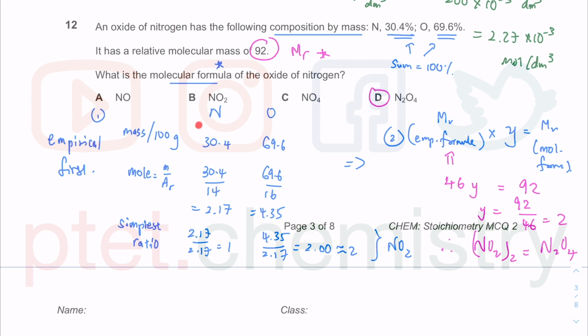All right, so this question is a bit tricky. They don't tell you to find empirical first, but given this, you don't work out the molecular without being able to work out the empirical first of all, and very quickly, all of these within 1 minute.